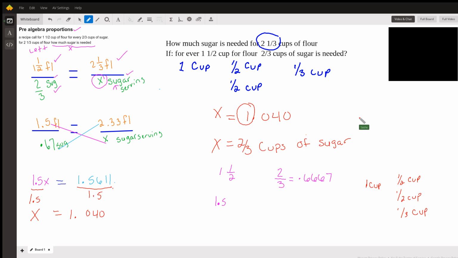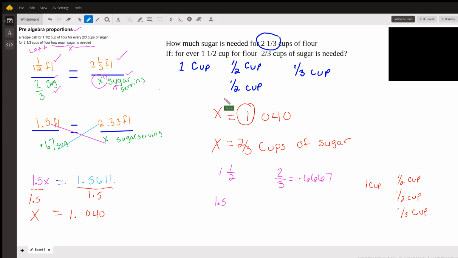Okay, if X would have equaled 2, then we would have had to say 2/3 times 2. But at this point, it says X is equal to 1. So we only need 1 serving, which was 2/3 cups, okay? So that's all the sugar we need. It's just 2/3.